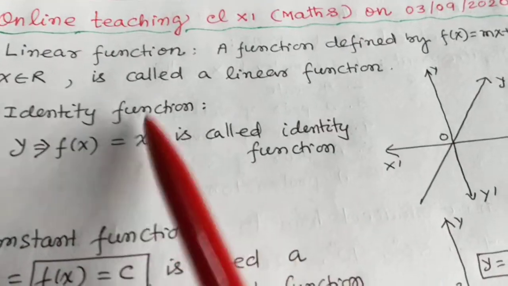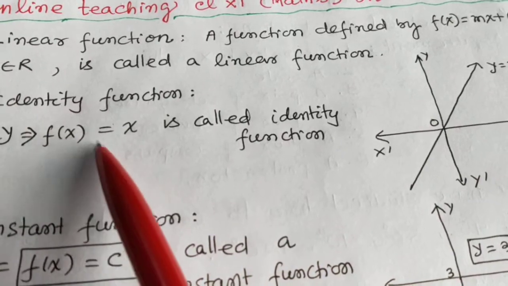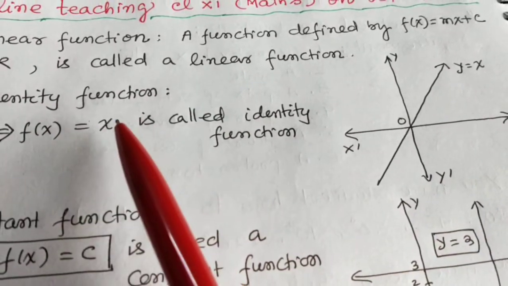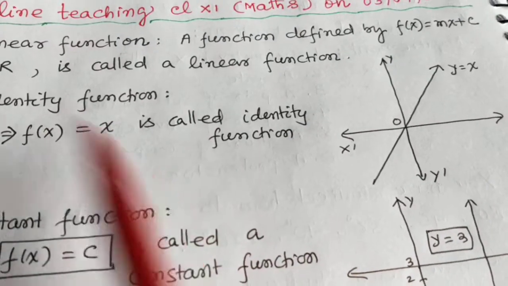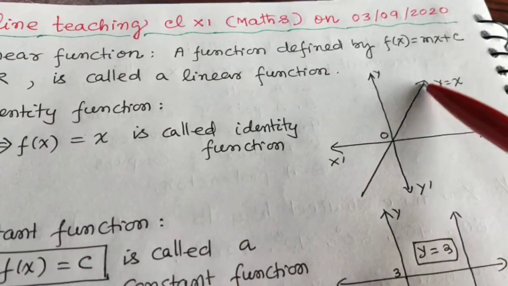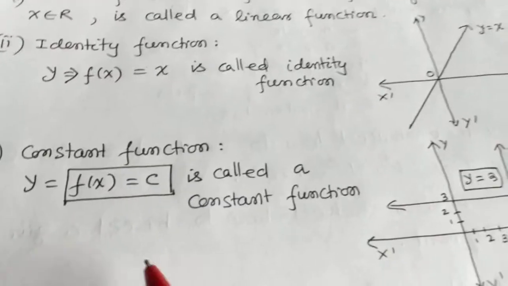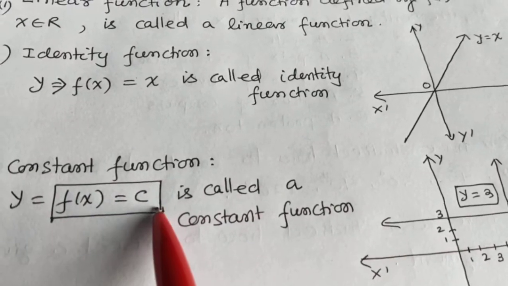Now coming to identity function, y equal to x, or I mean f of x equal to x is called identity function. It is an identity because x equal to 2, then y will be 2, x 3, y will be 3, x 4, y will be 4, y equal to x. So identity function, if you plot the graph, you will get a straight line like this, okay, in the slope of 45 degree.